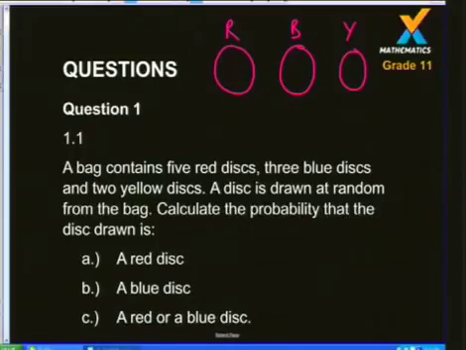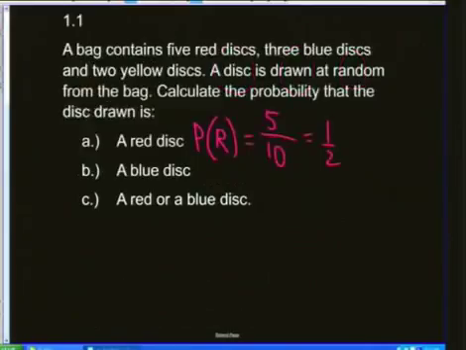the bag, then the probability that it's red is, we're going to ask ourselves, how many reds do I have? I have 5 red discs. What is the total number of discs? I've got 10, so I've got a 1 in 2 chance of getting one of those discs.